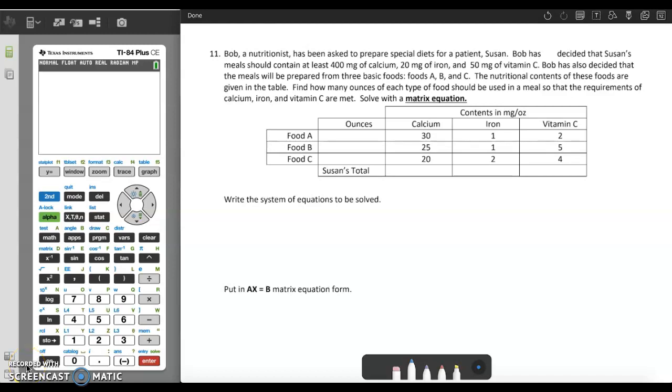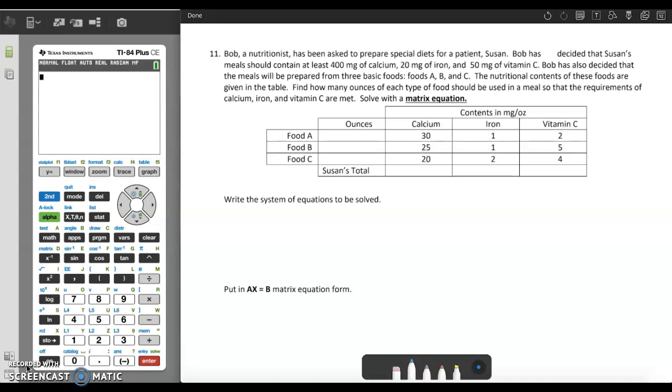Here's one more example of solving a system of equations with the matrix equation procedure. So we have Bob, a nutritionist, who has been asked to prepare special diets for a patient, Susan. Bob has decided that Susan's meals should contain at least 400 milligrams of calcium, 20 milligrams of iron, and 50 milligrams of vitamin C. He's also decided that the meals will be prepared from three basic foods A, B, and C. The nutritional contents of these foods are given in the table.